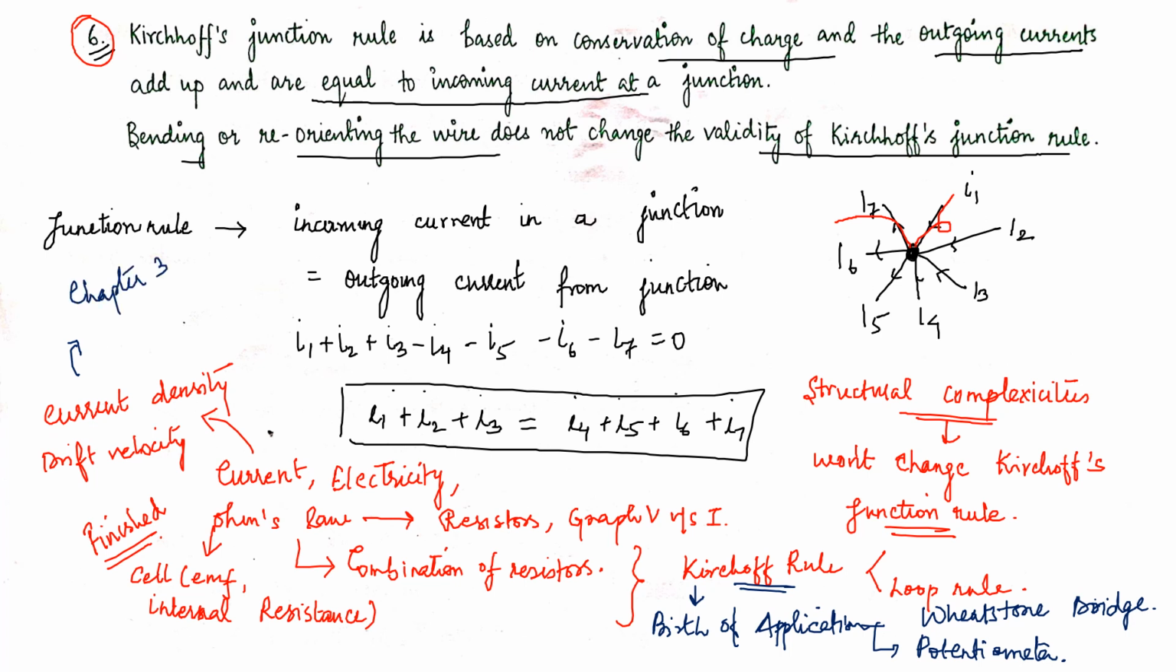This chapter number 3 is the easiest chapter as well as being of primary importance in various competitive examinations. It has simple numericals based on Kirchhoff's rules and simple numericals based on the combination of resistors.